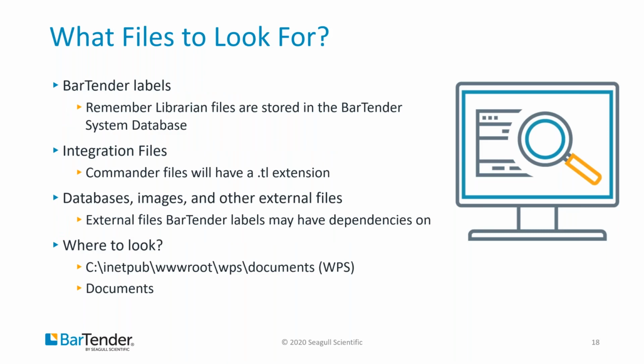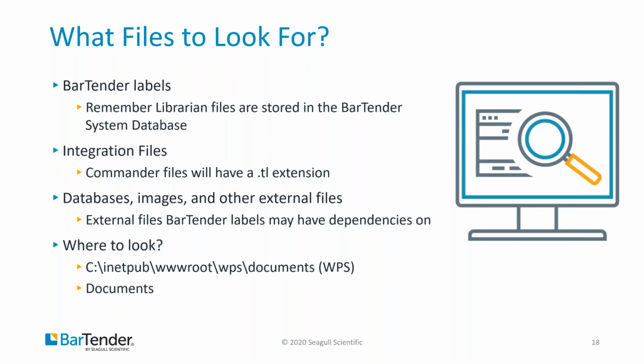So we'll want to assess both the server and the client side and look for what files are being used first. In the case of labels, they will have a .btw extension, and they might be located once again on the server, on clients, or in Librarian. We'll cover how to migrate the system database in a moment. Just keep in mind that those files could exist elsewhere. So just because you're using Librarian doesn't mean that there couldn't be other files out there that some users, maybe against the rules or whatever, have decided to save elsewhere.